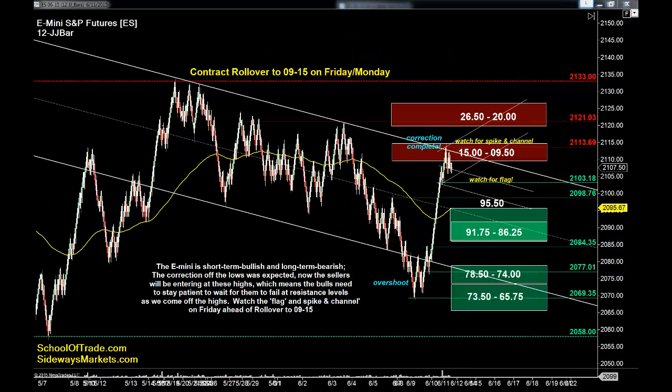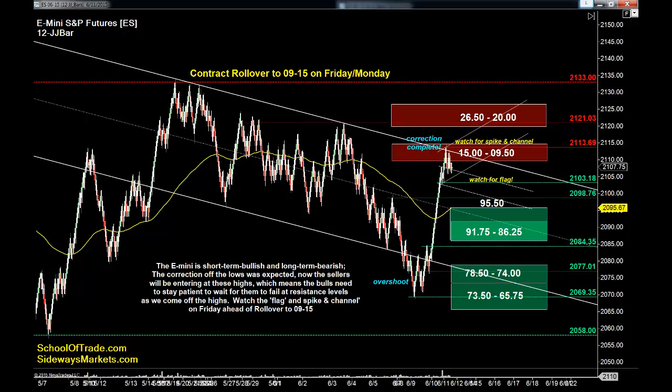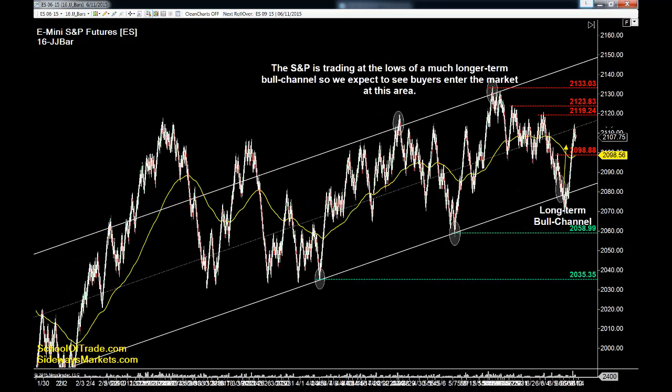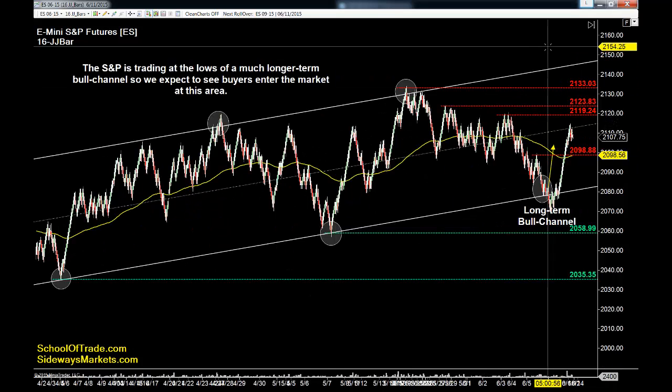Let's wrap it up here now with the old S&P. Huge correction off that overshoot. Now, remember, it wasn't just the overshoot. I talked about this on Monday. There was a reason why I talked about this on Monday. Perhaps this chart will remind you. This was Monday's newsletter.